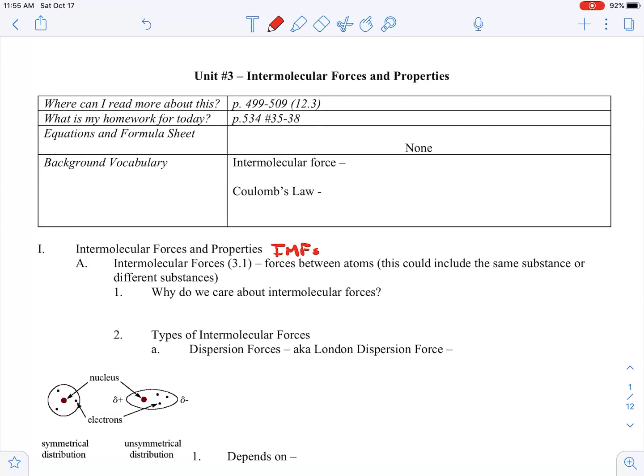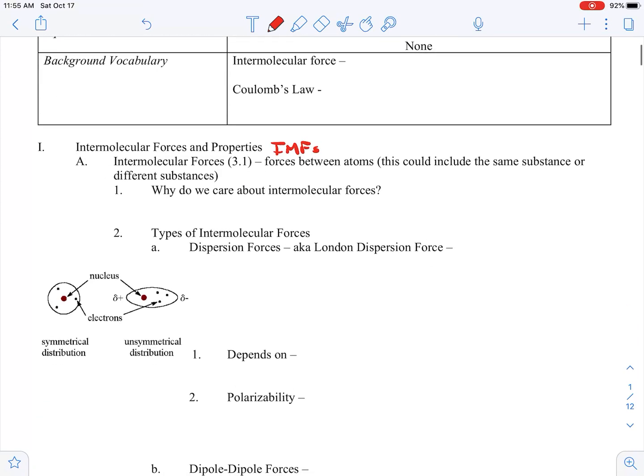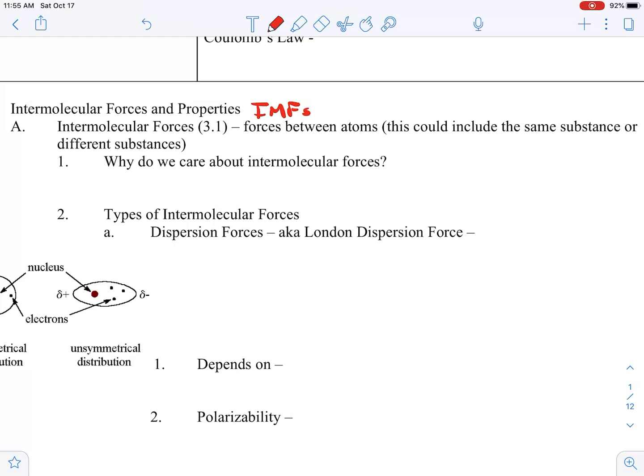So IMFs are basically forces between atoms. So we're talking about being between atoms. This could be within the same substance, like if we have a whole bunch of water, a collection of water, we could be talking about that attractive force, or we could be talking about the attractive forces between two separate substances, such as maybe water and salt. This would be an ion dipole, but we'll get to that in just a couple of seconds.